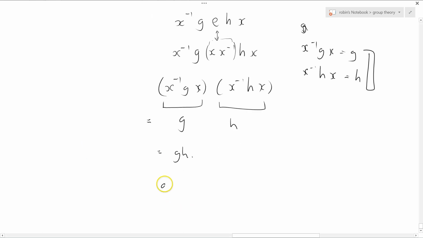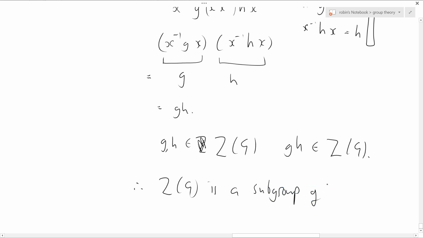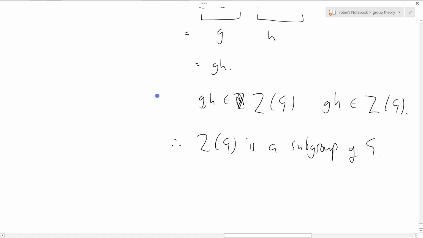So summarising, if g and h are in the center, then we've established that gh is a member of Z of G as well. Therefore, Z of G is a subgroup of G. And the center is always an interesting thing to consider. I'll give you some more details on this and some examples in the next screencast. I'm going to stop there.